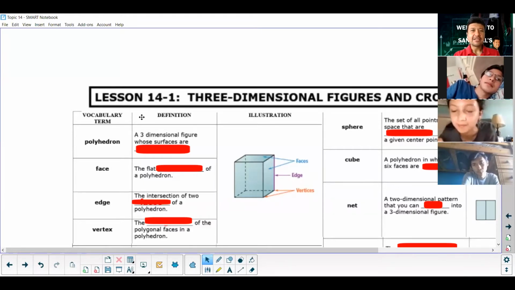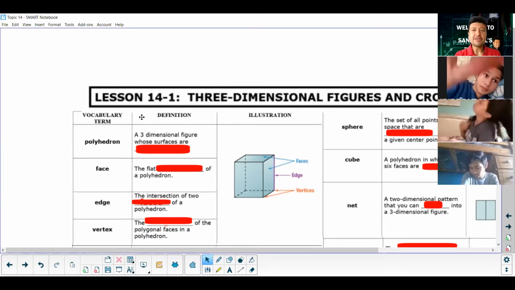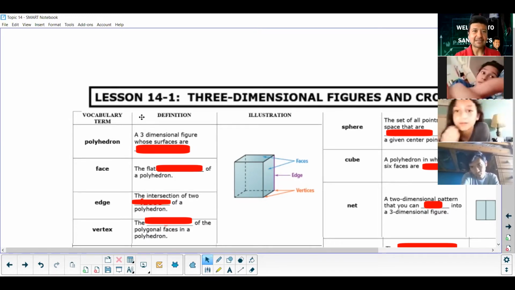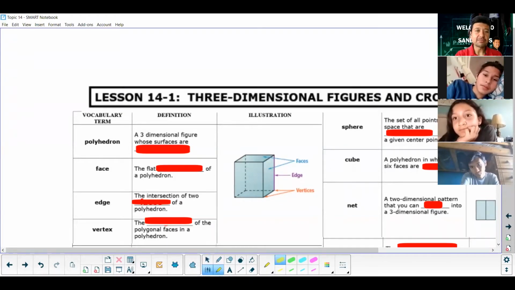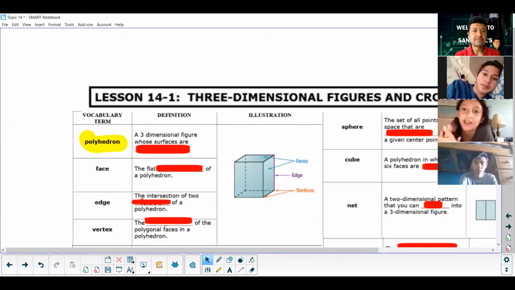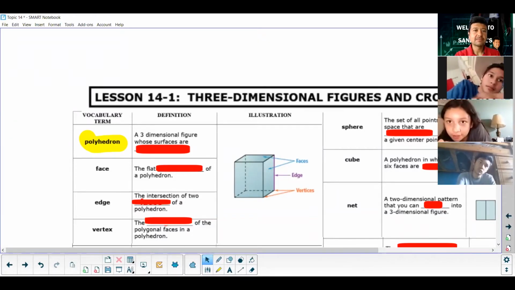All right, good. So, hey, listen, today we're going to learn about volume. Now, volume is fundamentally important in mathematics because other than area, we also have to know how much things fit inside of things. All right, so with that, let's go ahead and start with Celeste. Celeste, why don't you go ahead and read the first vocabulary term, which is polyhedron. Polyhedron, a three-dimensional figure whose surfaces are blank.